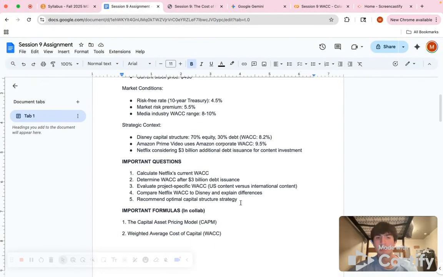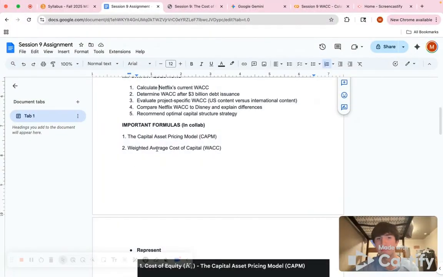So now we're into the discover part of define and discover. We're going to talk about some questions that need to be answered, like calculating its current WACC, determining what the WACC is before and after the $3 billion debt, and then we're going to evaluate some project-specific stuff, like whether it's going to be international or in the States. And then we're going to compare Netflix to Disney, and then we're going to recommend the capital structure strategy. So basically, if they should take the debt or not. Some important formulas to note are the CAPM, which we talked about, and the WACC.